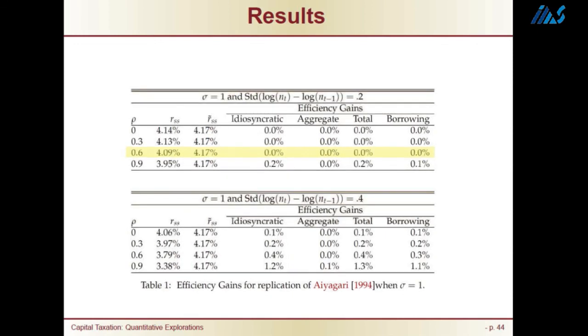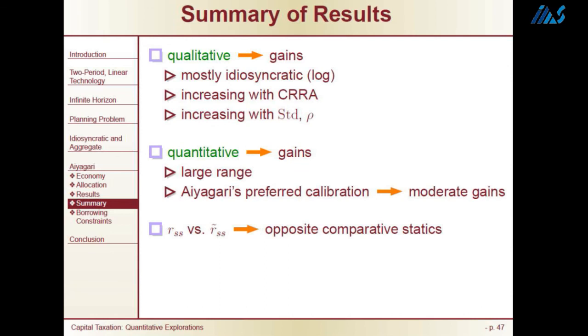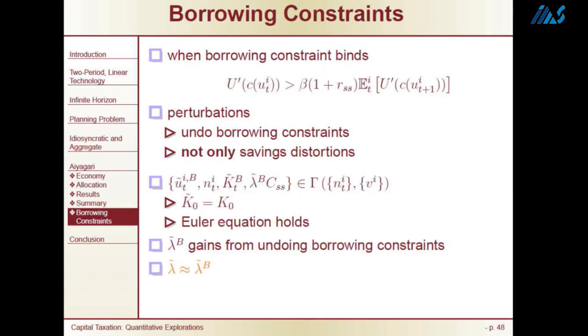The second lesson is that most of the gains, if you look at it, are idiosyncratic. Okay, the aggregate gains contribute almost zero to this. So this is summarizing this. Most of the gains are idiosyncratic. They are increasing with the coefficient of relative risk aversion, increasing with the standard deviation and persistence of shocks. The gains have a large range. For Aiyagari's preferred calibrations, the gains are quite moderate. Okay. But now, remember, I showed you some very large numbers, okay, 8.4%. And it's a bit implausible, the amount of risk that is there, and it's kind of high risk aversion, 5. But it still raises a question.